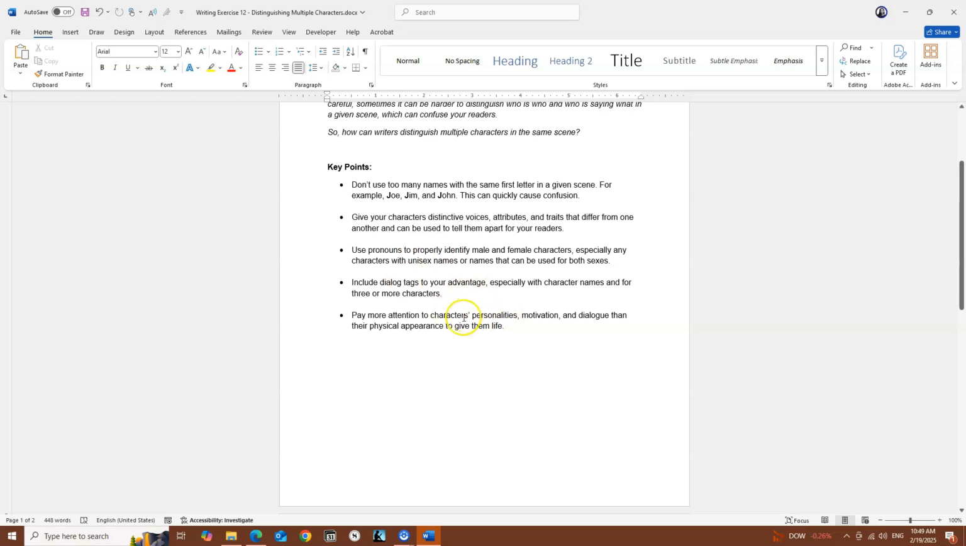And finally, the last key point is to pay attention to characters' personalities, motivation, and dialogue more than their physical appearance, which can help give them more life. Many beginner writers pay more attention to the physical appearance of characters, but it's really the characters' personalities and motivations and dialogue that help give characters life and make them stand out. So that's something else to keep in mind when it comes to distinguishing multiple characters in the same scene.